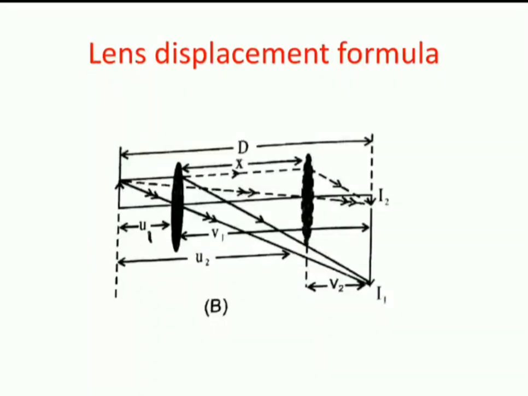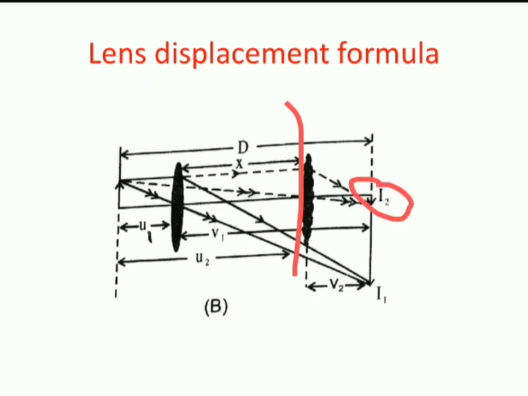Now coming to the lens displacement formula. In this method for calculating the focal length of the lens, we keep the distance between object and the screen fixed. If the object is at this particular position and this is your screen, capital D is the distance between them. Now start moving the lens from the object towards the screen. At two different positions we get an image on the screen. When the lens is at this position, we get a magnified image I1. Again, when you move the lens to a new position L2, we get a diminished image, that is I2.